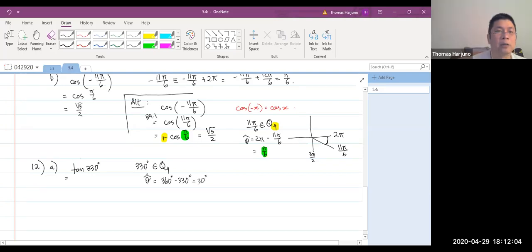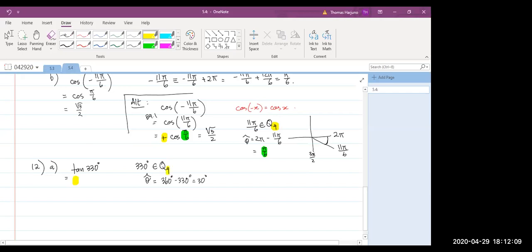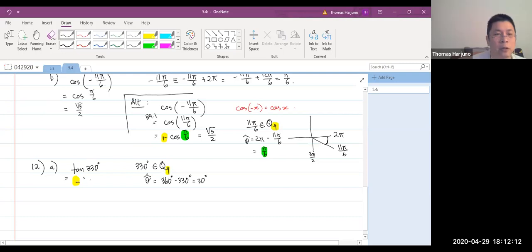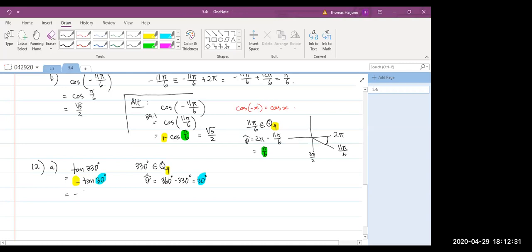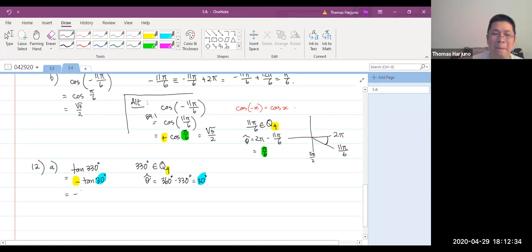Now you go back here. Because it's in quadrant 4, is tangent positive or negative? Negative. What is the reference angle? 30 degrees, right? Now you ask yourself again, what is tangent 30 degrees? Root 3 over 3. Yeah, okay? Let's do it again. That's number 12A.